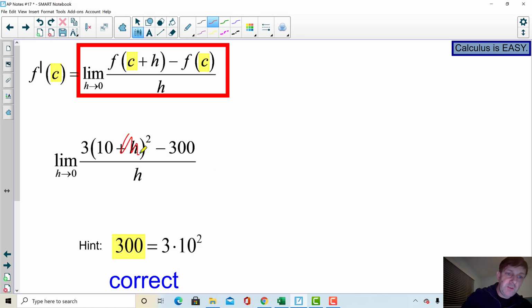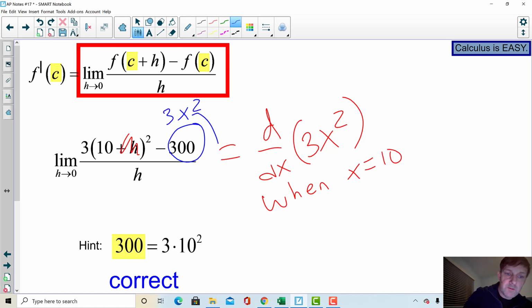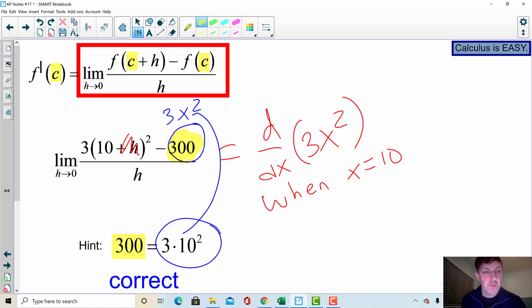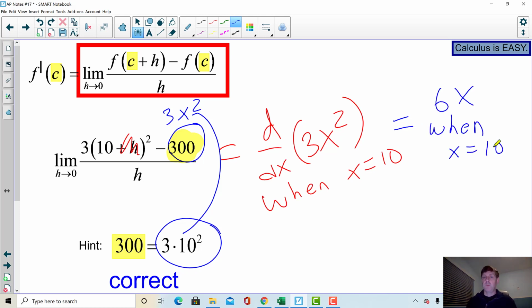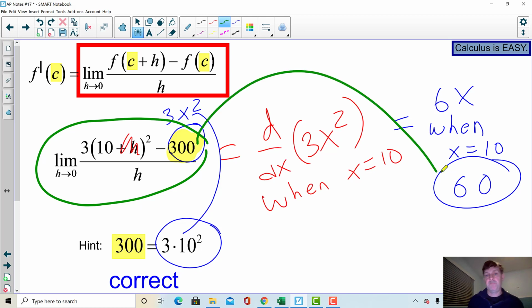Okay, over here, if you ignore the h, you'll see that this looks like 3x squared when x is 10. Now we still got to make sure that it works. If this function was 3x squared, then when x is 10, you can see you would get a 300. And we have a 300. So this limit does equal the derivative of 3x squared when x is 10. Okay, we can do that derivative really fast. You just get 6x when x is 10, and you plug the 10 in, you get 60. And now we're done. So this limit over here is just equal to 60.